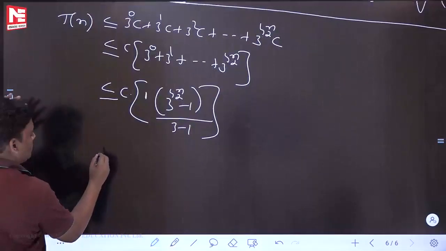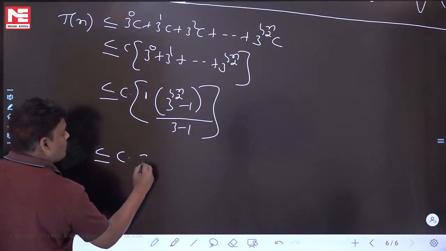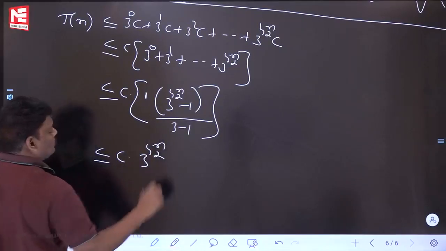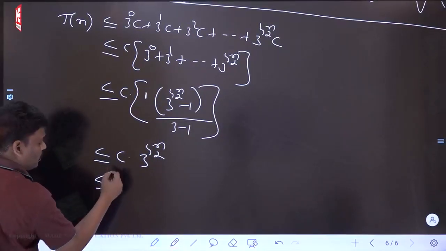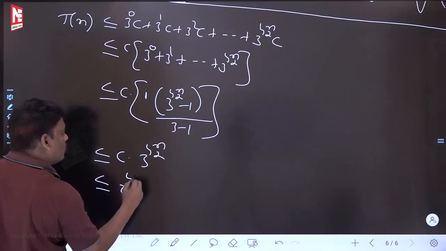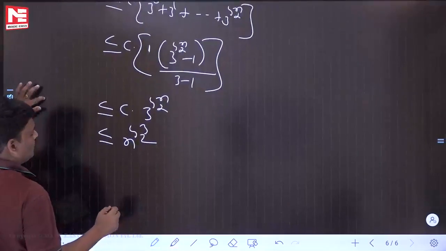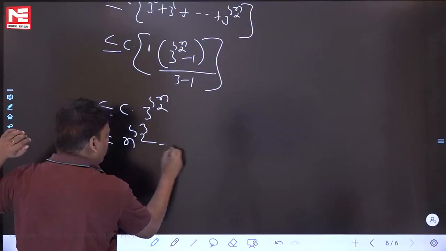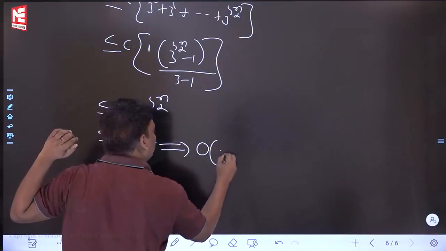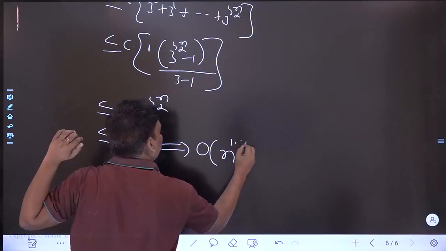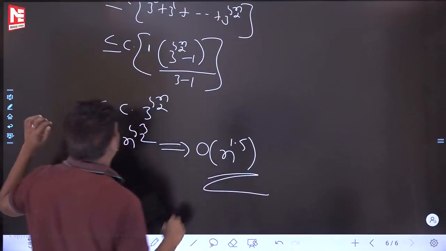This is going to be less than or equal to some c into the bigger function. What is the answer? 3 power log n base 2, which will go to, forget about c, n power log 3 base 2. So log 3 base 2 is 1.5. What is the answer? Big O of n power log 3 base 2, which is n power 1.5. Like this. This is the answer.